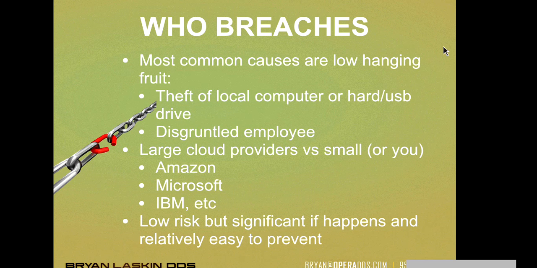So, a little detail about who breaches or how breaches happen. How does data get stolen, basically? The most common cause, and it might seem a little obvious, is the low-hanging fruit. Most commonly, HIPAA breaches happen by theft of a local computer or a USB drive, a portable device. What that means is that somebody breaks into your office and steals your server. That's a common one, because your server obviously includes a lot of personal health information. Or a disgruntled employee who reports an office that doesn't have good HIPAA policies.